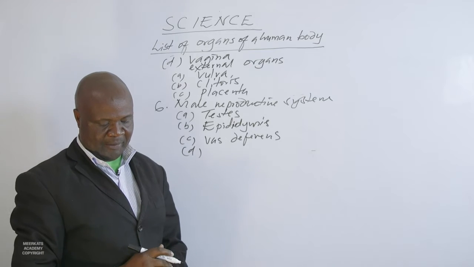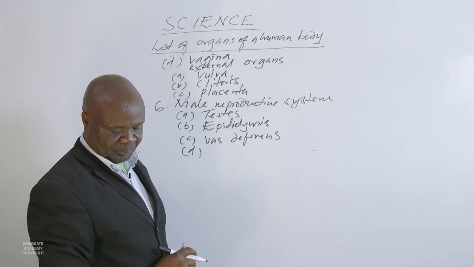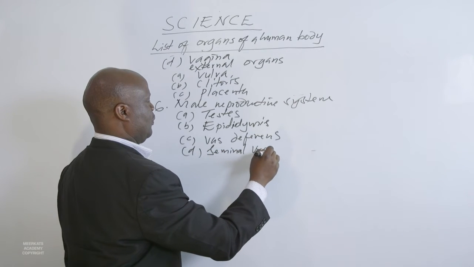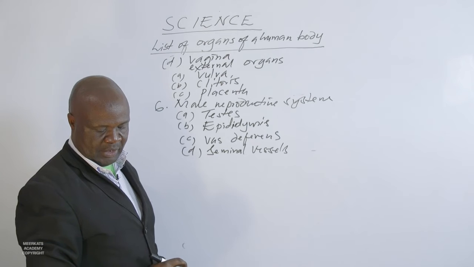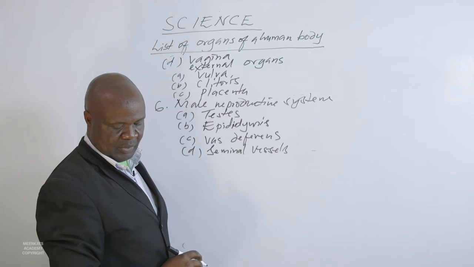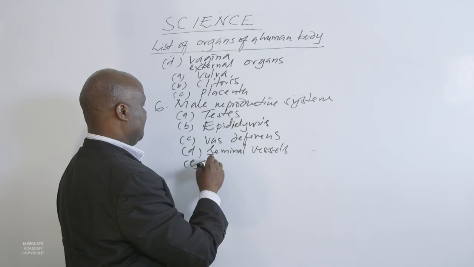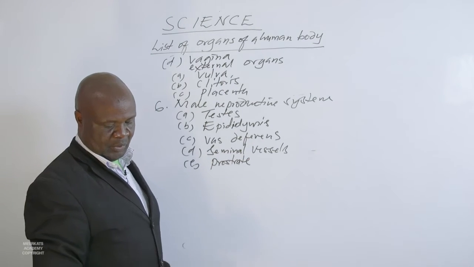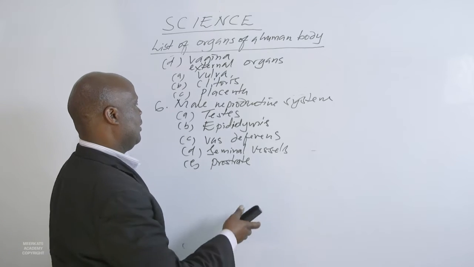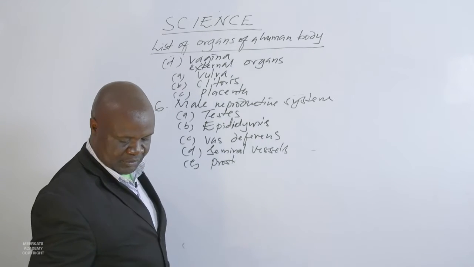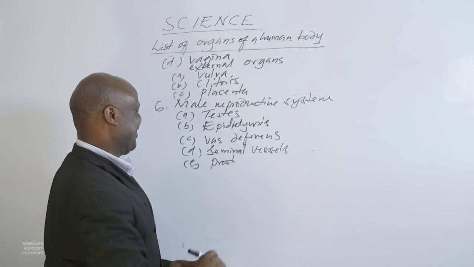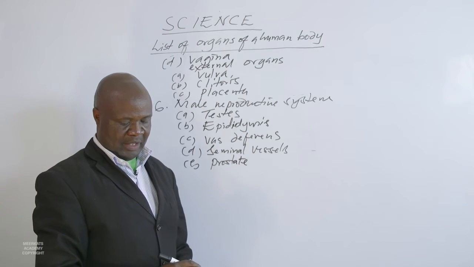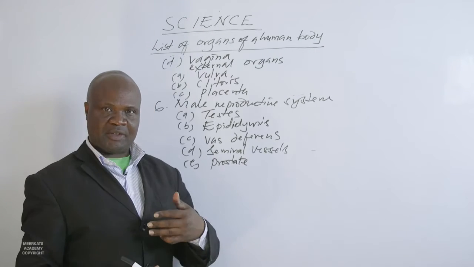Then the fourth organ, we have the seminal vesicles. Those are organs. Then we have the prostate. And then what we have just mentioned, these are part of the internal organs.